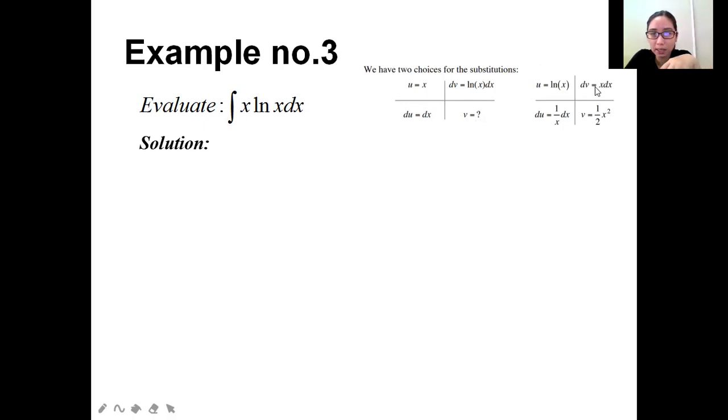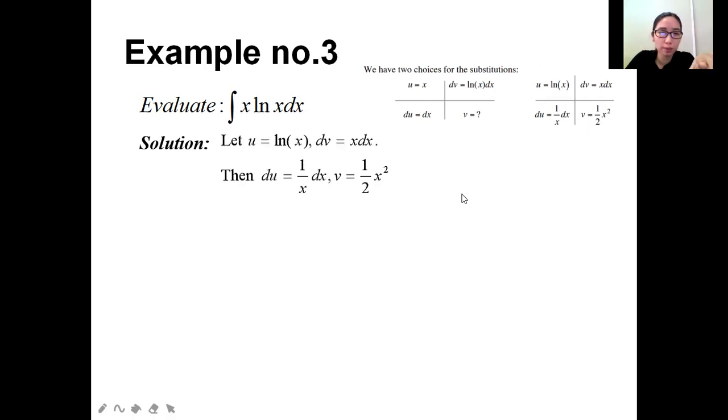Compared to what we will use in dv is equal to x dx, our v will be equal to 1/2 x squared. Okay, so which one would you choose, the first option or the second option? It's up to you which one you will use. So now, let's proceed with this, how I solved it.